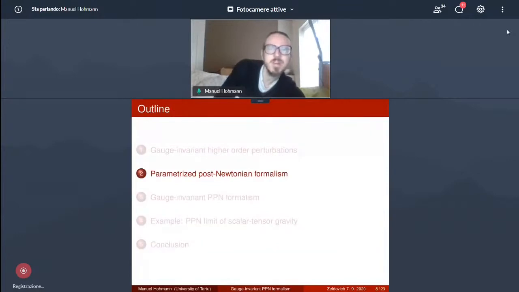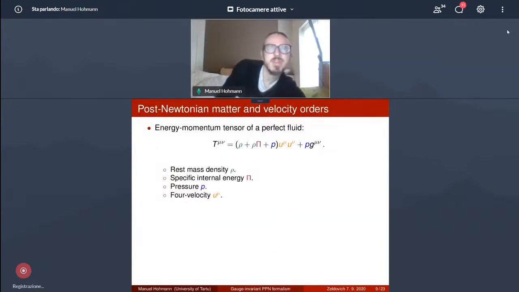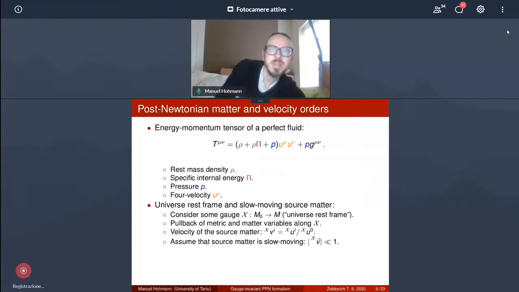Now in the PPN formalism, we want to apply this method. And what is the basis of the PPN formalism? We start from the energy-momentum tensor of our matter. For the matter, we assume a perfect fluid, which is then characterized by a few quantities. We then assume that we have a particular rest frame, the universe rest frame that we choose, which is basically the choice of a gauge, so a particular choice of coordinate system. We can then express all our variables in this particular coordinate system, so take their pullback along this map X. And we assume that the velocity of the source matter in this particular reference system is small compared to the speed of light, which is equal to 1 here in this notation. And then we use the speed of the source matter as the perturbation parameter.